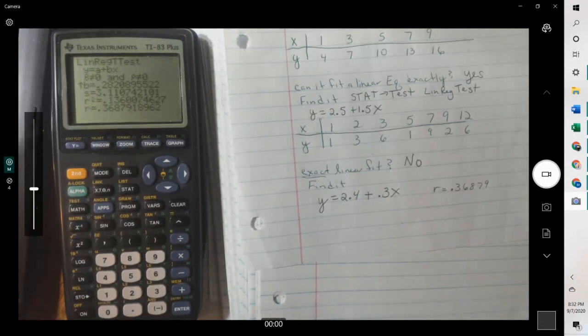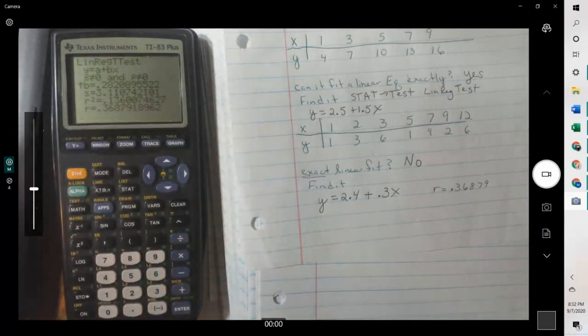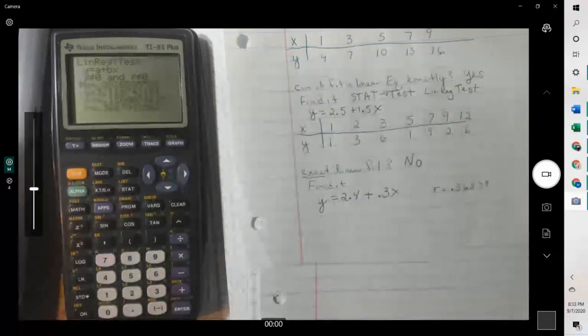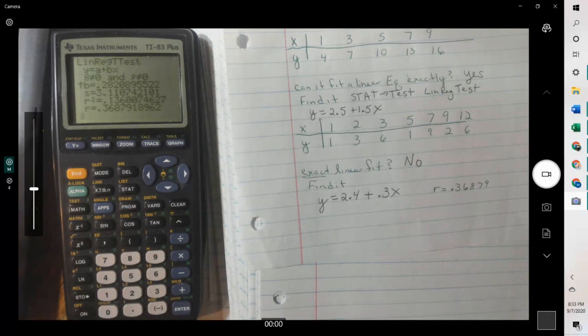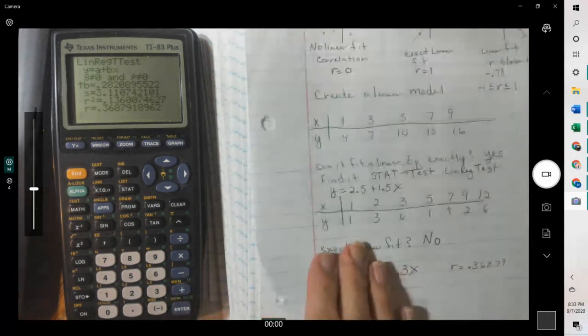Most books say anything 0.5 to 1 or negative 0.5 to negative 1 in that range is strong. But it depends on the book. Yours didn't specify too much yet, so I would say it's up to you. As long as you're showing me your R and explaining it properly, it works. But I would go with at least above 0.5.